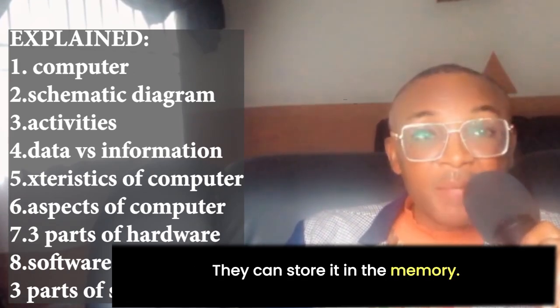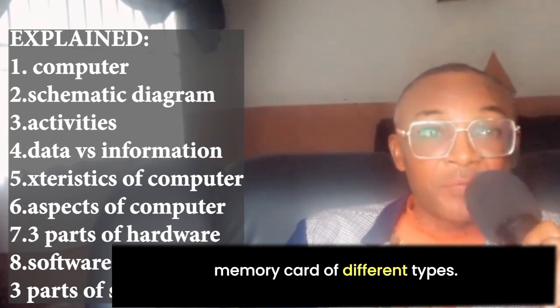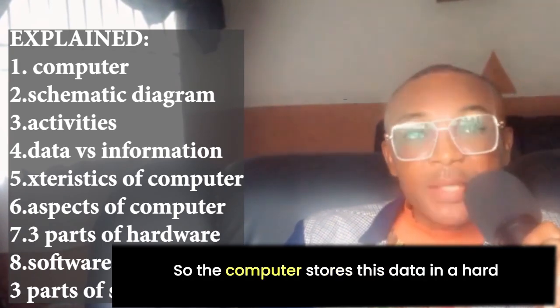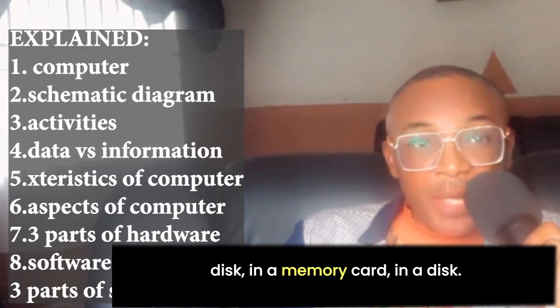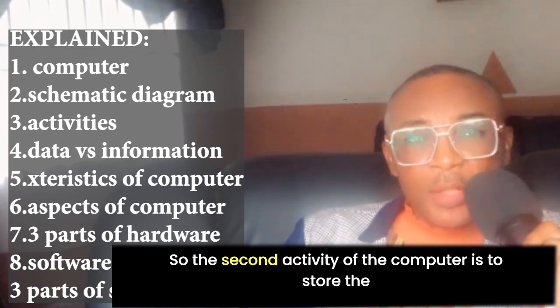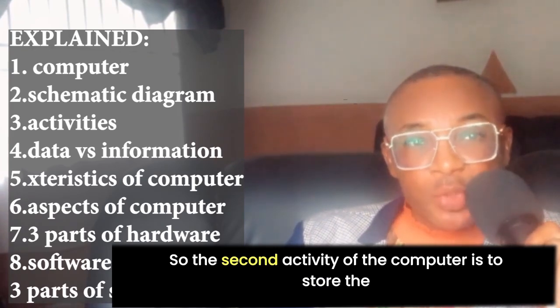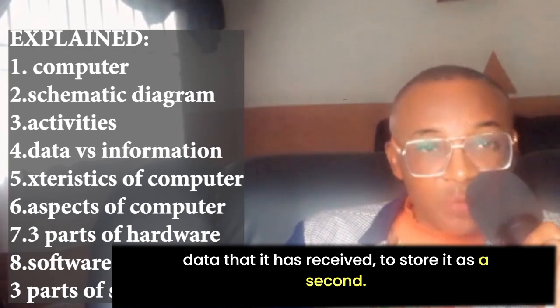They can store it in the memory, in memory cards of different types. So the computer stores this data in a hard disk, in a memory card, in a diskette. So the second activity of the computer is to store the data that it has received. To store it, that's the second.